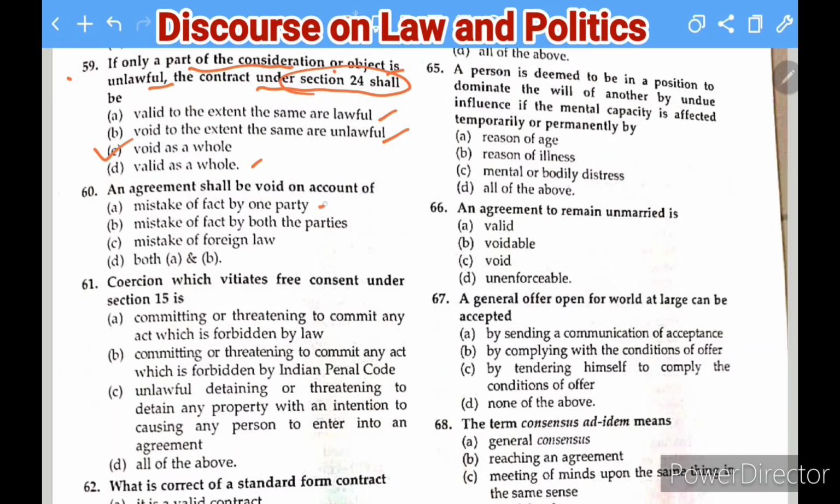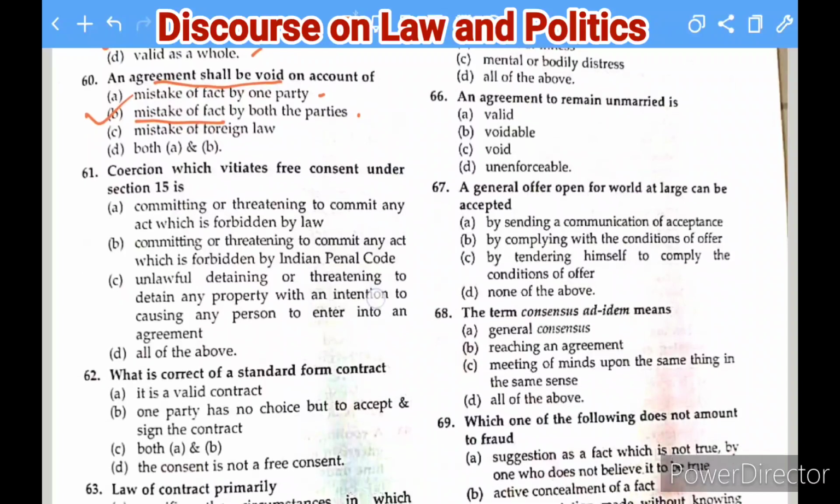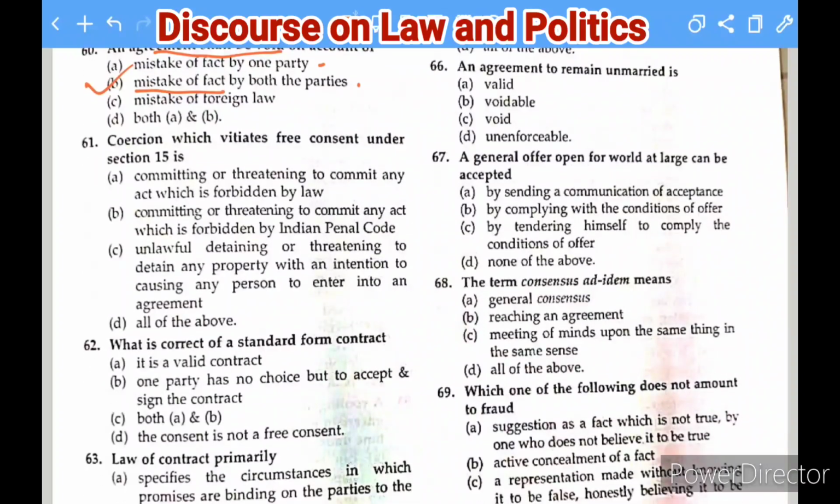An agreement shall be void on account of mistake of fact by one party, mistake of fact by both the parties, mistake of foreign law, or both A and B. In which case would the agreement be void here? Yes, if both the parties have a mistake of fact, then it would be void. Otherwise, if only one party has a mistake of fact, it would not be a void agreement. Moving to the next question, question number 61.